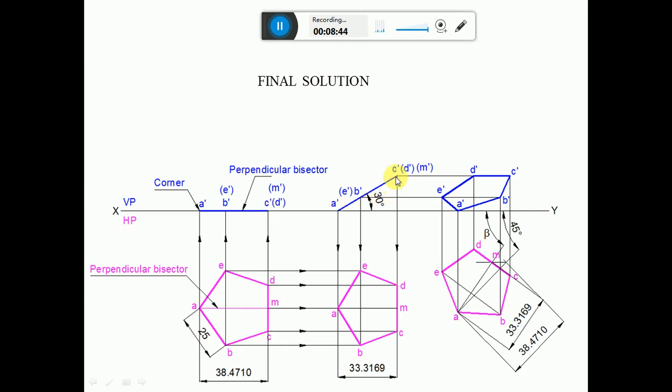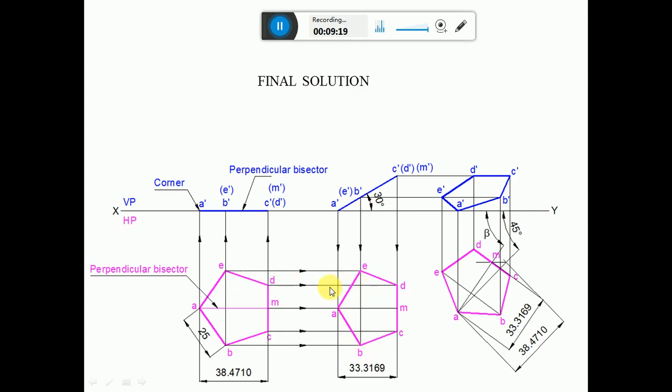With A dash as center, cut an arc on this. Similarly, with A dash as center, take the radius of A dash B dash and cut an arc on this by using the compass. And name them B dash and E dash in bracket, and C dash and D dash and M dash in bracket. Then draw the vertical projector from A dash to the top view and draw a horizontal projector from A to get this point. Similarly, draw a vertical projector from B dash and E dash and draw a horizontal projector from B and E to get these 2 points.